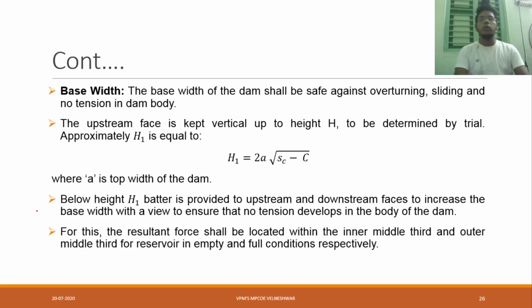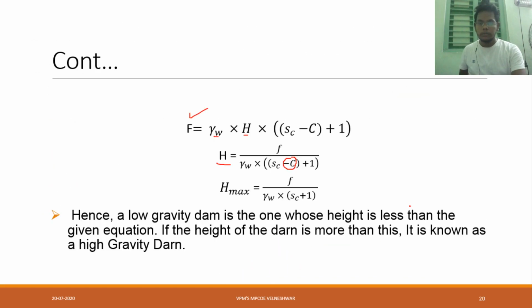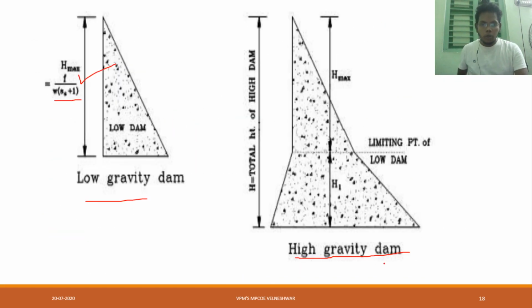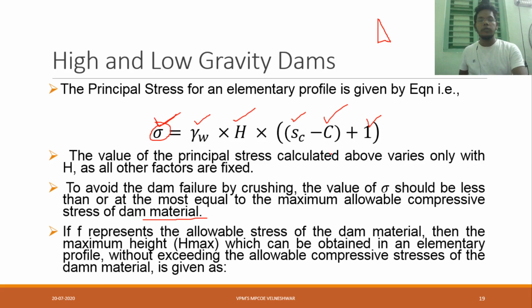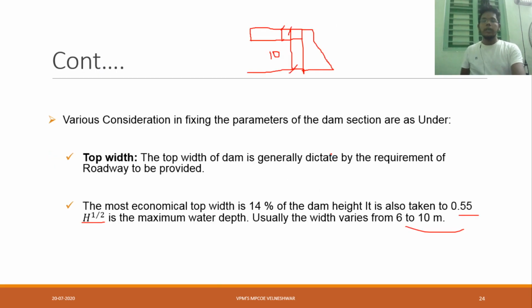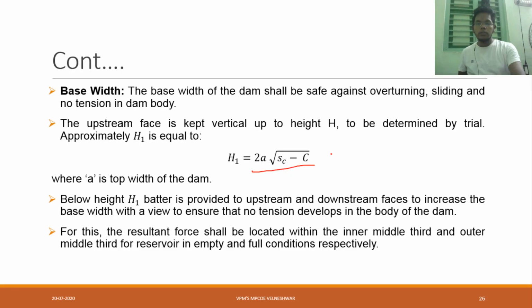The upstream face is kept to the height h1, determined by trial. That is h1 is equal to 2a into sc minus c, where a is the top width of the dam. This is by trial and error, so trial and errors we have to make. Below height h1, batter is provided to upstream and downstream faces. This h1 location is nothing but the base width value.